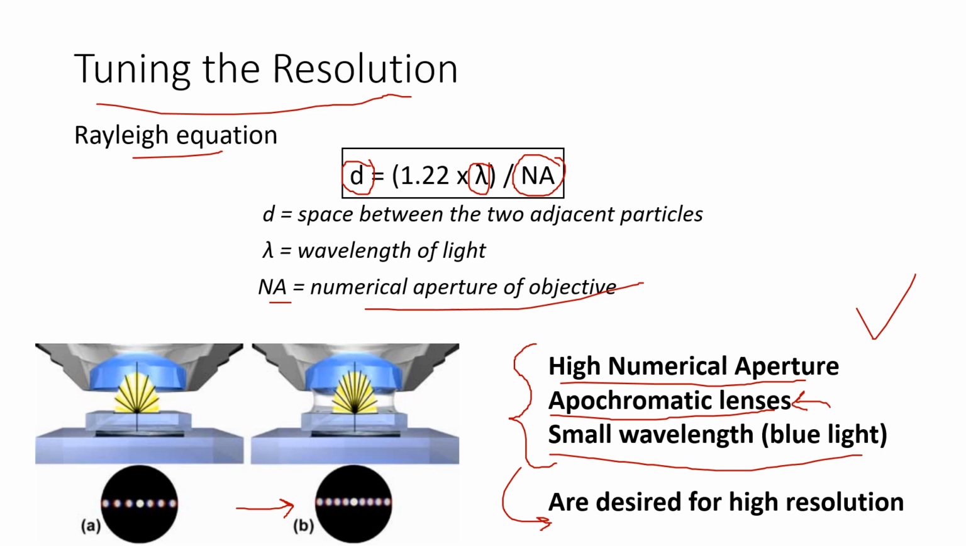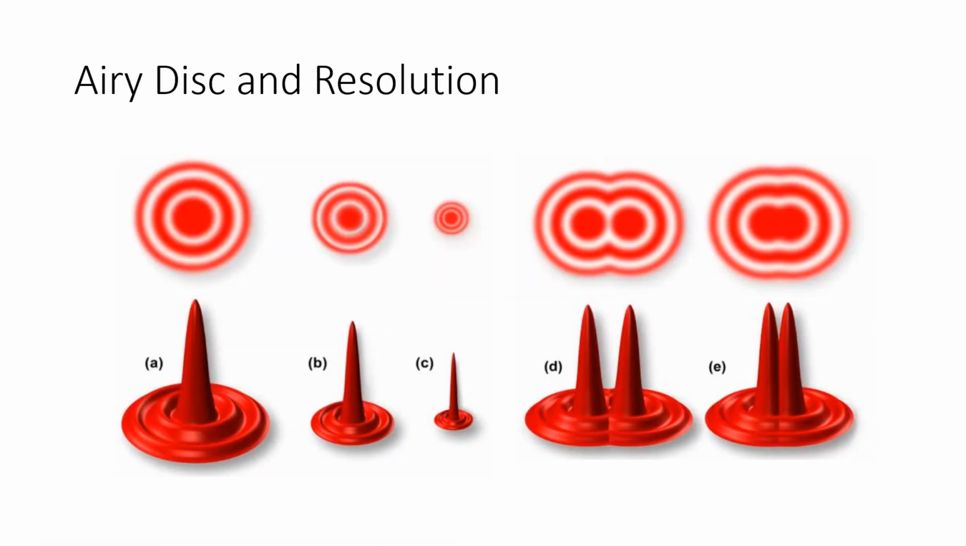In this way, the resolution of the microscope can be tuned. Now, to capture the minute details of the object, after the intermediate plane, our rays enter into the eyepiece. At the eyepiece, this airy disk formation takes place.